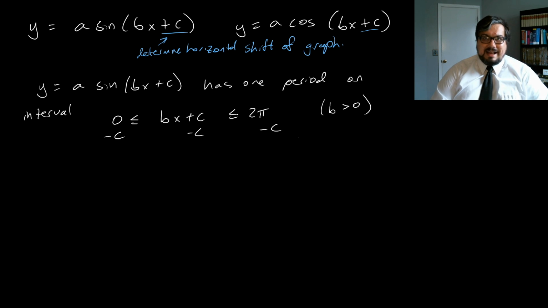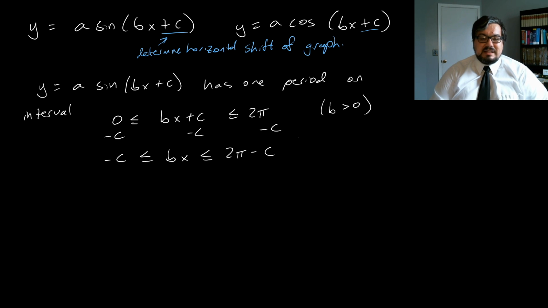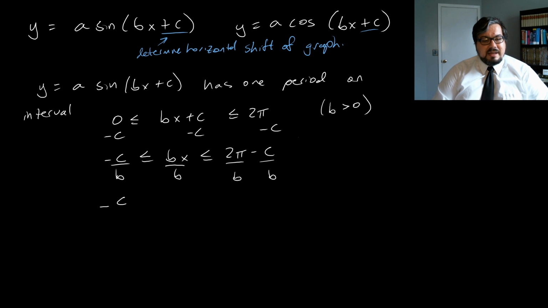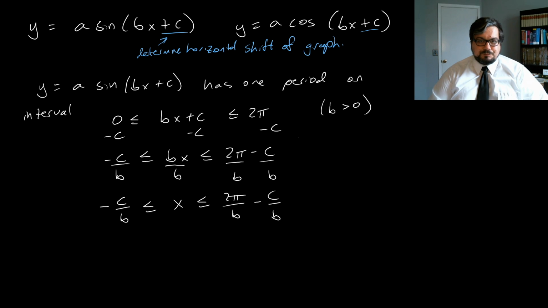And let's solve for x here. So we're going to start off by subtracting c from both sides. So we get negative c is less than or equal to bx, which is less than or equal to 2 pi minus c. And now we'll divide by b. And what we get is negative c over b is less than or equal to x is less than or equal to 2 pi over b minus c over b.